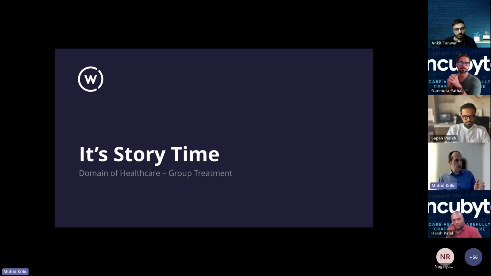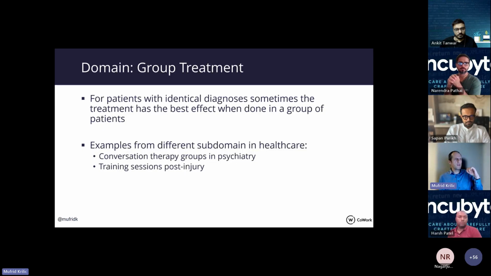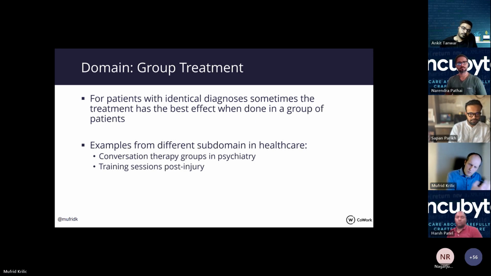Okay, so a little bit about the domain. Group treatment is for patients with identical diagnosis. Sometimes they see that if we do the treatment in groups, you can have the best effects. It's very much used in psychiatry and conversational therapy, but also on the somatic part and post-injury training sessions, etc. So instead of being one-on-one with your physician, sometimes you have a group of patients meeting with the physician and doing, for example, conversational therapy.